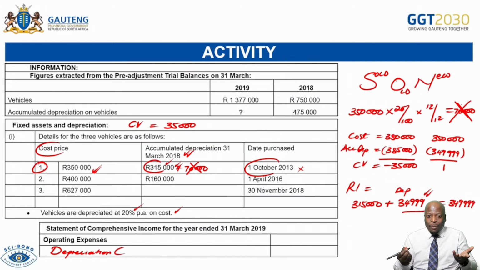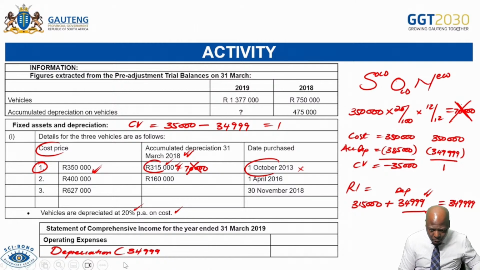That's what it means. From the 35, I can lose value due to depreciation, but I must remain with 1 rand. So I can say minus something is equal to 1 rand. That gives you 34,999. Or you can simply say your 35,000, which is the carrying value, minus 1 rand, it gives you 34,999. So my depreciation therefore becomes 34,999. We good?